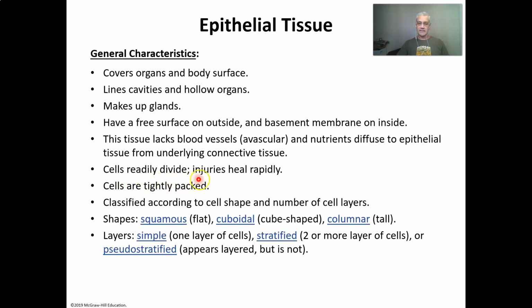Generally speaking, the cells divide readily. Injuries heal rapidly. They need that because they are exposed to the outside of the body, or they're exposed to flowing blood, or they're exposed to the inside of the digestive system where there are nutrients that are flowing by. So they need to heal rapidly. Often these cells need to divide on a very regular basis. Cells are packed together. The cells are categorized by their shape and by their layering strategy. We're going to see that in a minute. Don't worry about these terms just yet. We'll get into that more specifically.